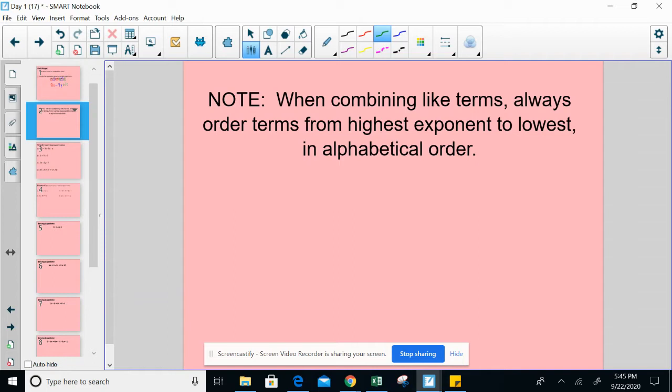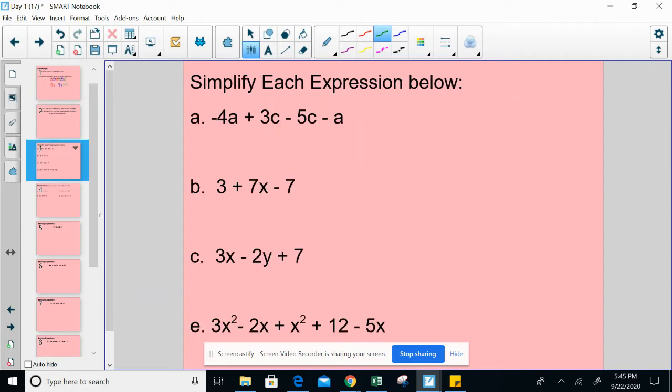And then keep in mind when you combine like terms, always order it from the highest exponent to the lowest exponent. If you don't have any exponents, do it by alphabetical order. So just keep that in mind. I'll show you what I mean here. All right, so we got 4 examples. Go through them pretty quick here.